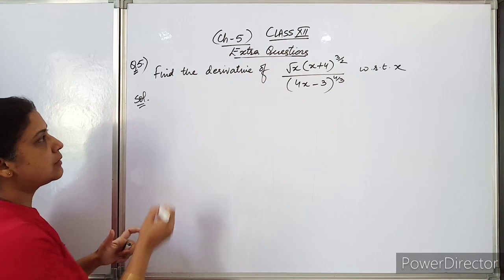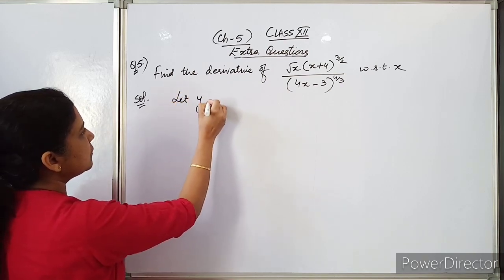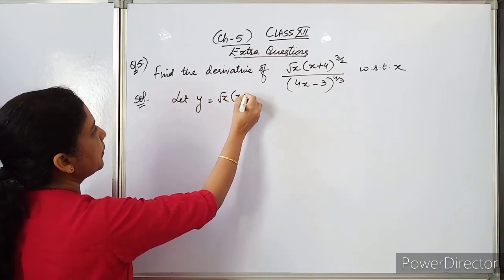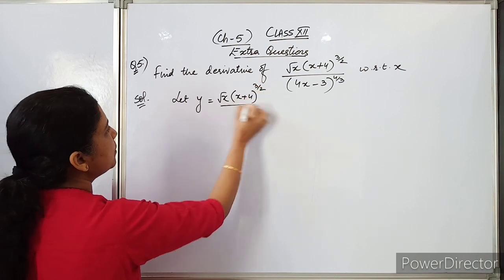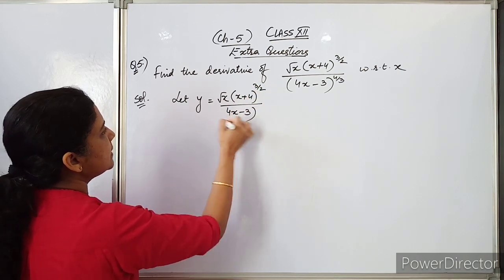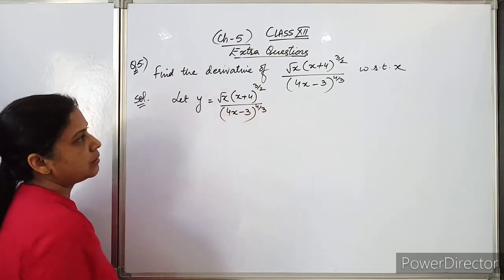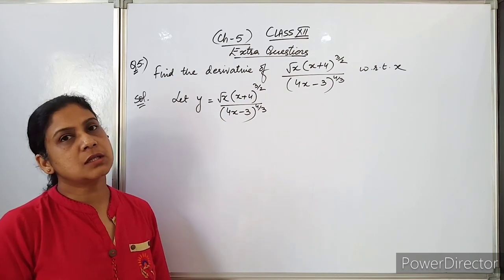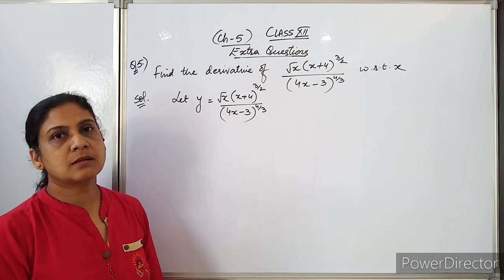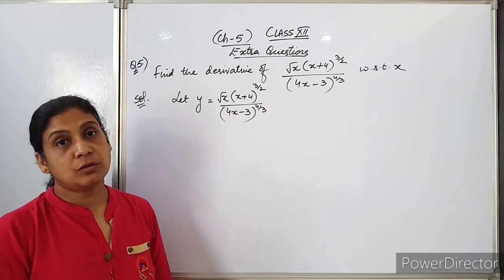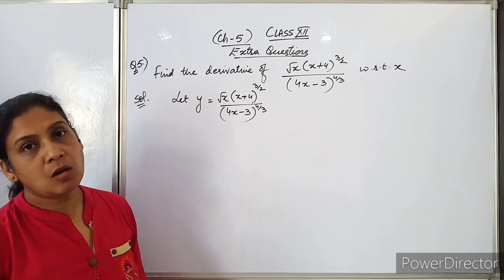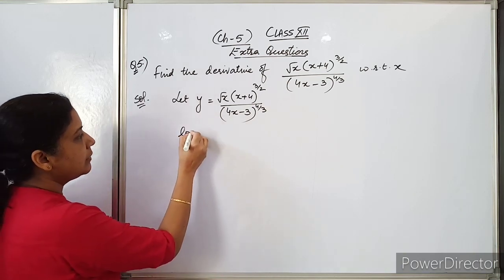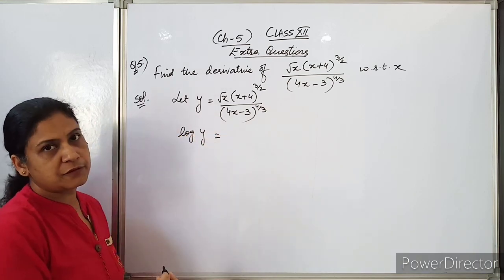First of all, we will start with the labeling of the function. Let y is equal to root x into (x plus 4) raised to power 3 by 2, whole divided by (4x minus 3) raised to power 4 by 3. If I try to differentiate it directly, it would be too long a process by quotient rule and then by chain rule. So let's take log on both sides. That will really ease out the process of differentiation.